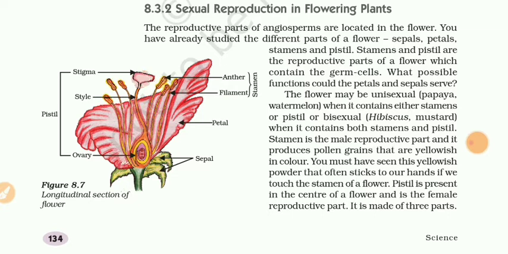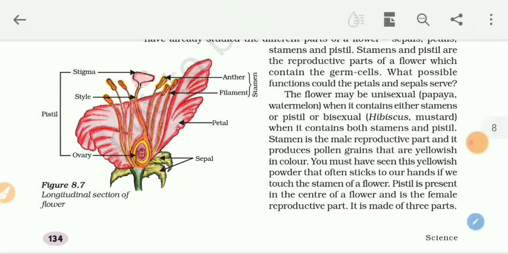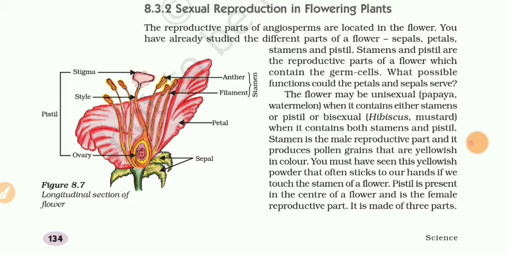Before this video, you have seen the parts of the flower, that is calyx, corolla, androecium and gynoecium, and their respective units are sepal, petals, stamen and pistil. Stamen is called the male reproductive system while pistil is called the female reproductive system. So let's start the topic in detail.